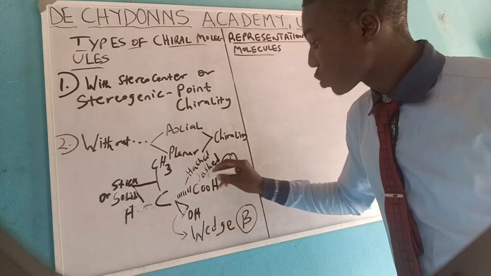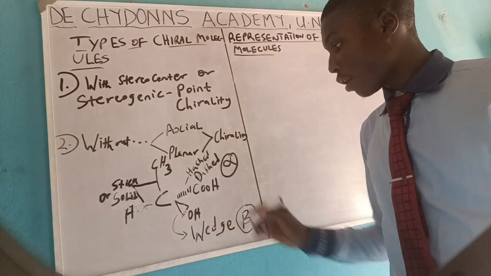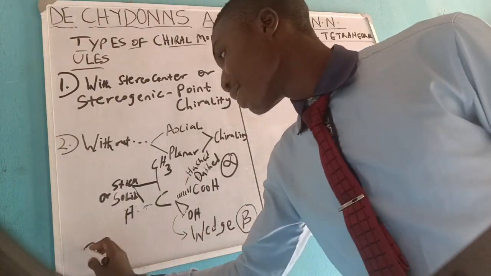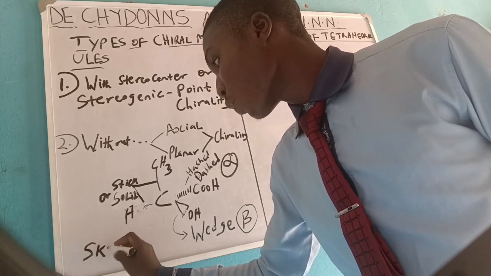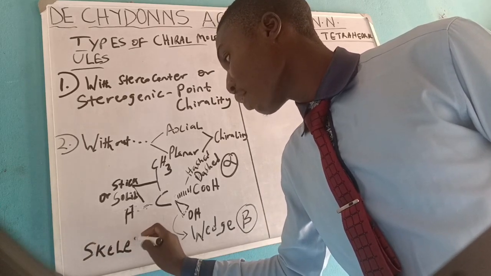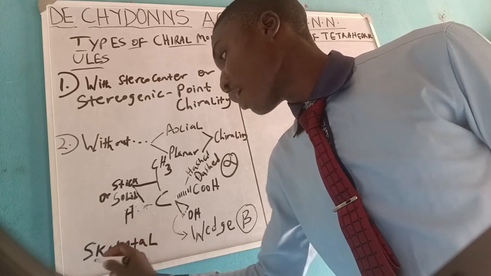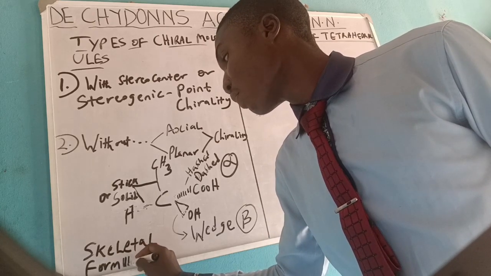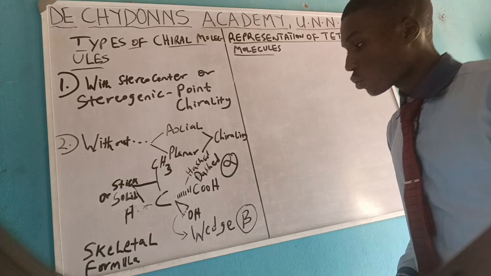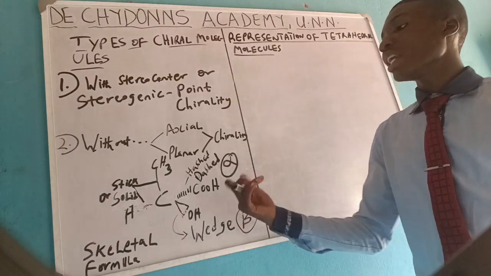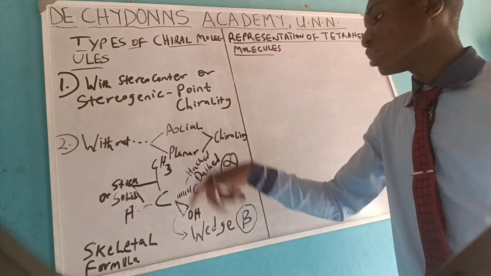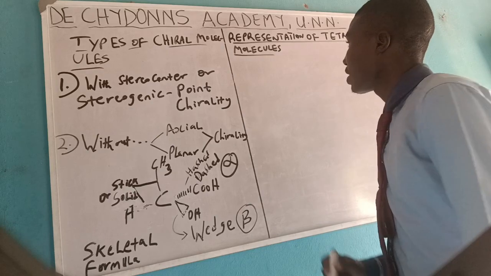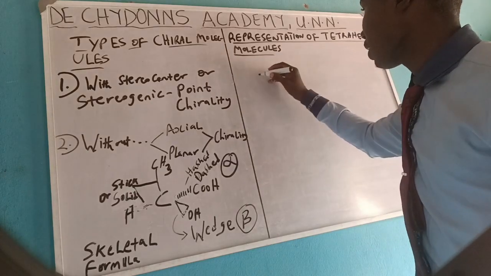Now, this kind of formula, what we usually refer to it as, we call it skeletal formula, or we call it skeletal structure of the compound. Now you can use the skeletal structure for an open chain compound like this. We could also want to use it for a cyclic compound. For example, you can have a compound like this.